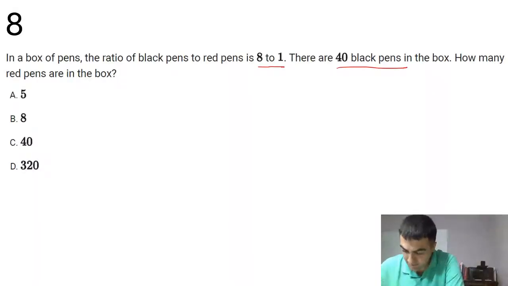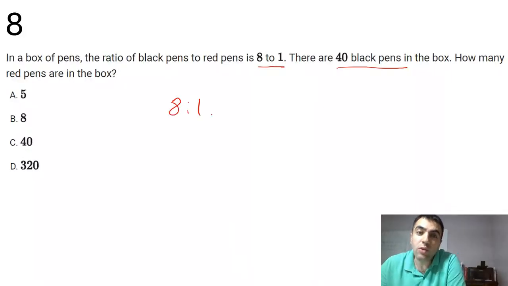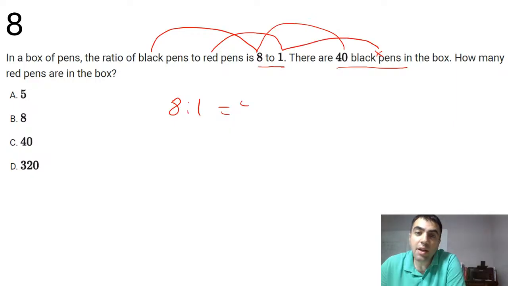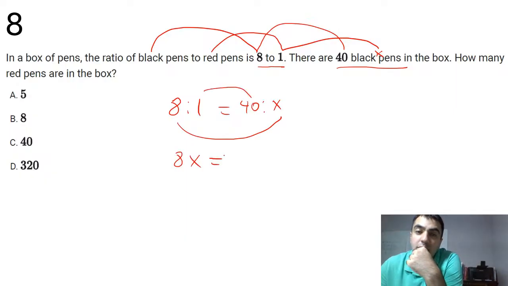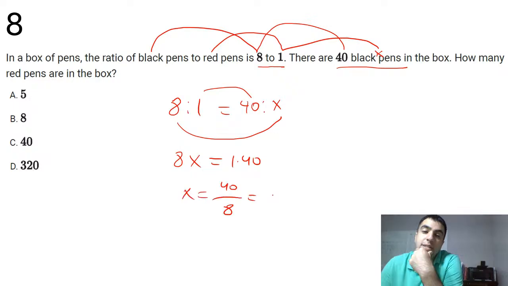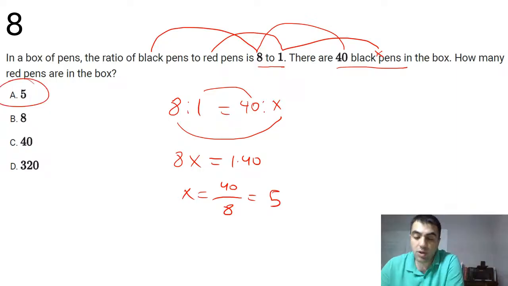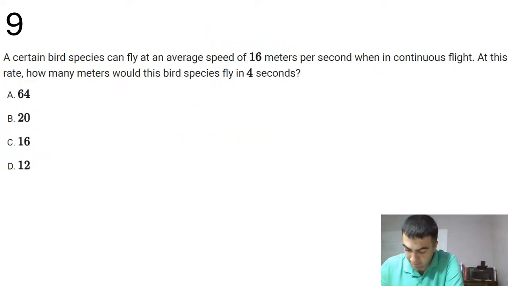Mr. Tuncay says it is A. Let's have a look. The ratio is 8 over 1, which is equal to black pens, 8 black, okay? Red 1, and 40 over x, let's say. How many red pens are in the box? So if we cross multiply, 8x is equal to 1 times 40. x is equal to 40 over 8, and it is 5. Yes, Tuncay, you were right. Yes, Mr. Ismail, you were right.